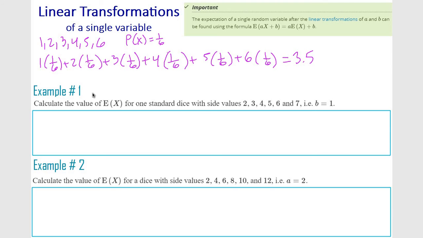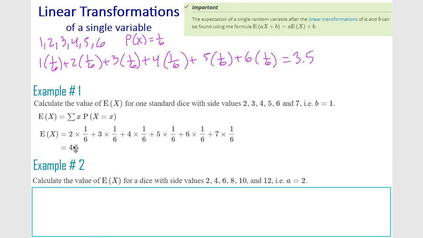Well, what would happen if I take the dice and I add 1 to each of the values? So it becomes 2, 3, 4, 5, 6, 7. So we essentially have B, we're adding 1 to each X. What that does to my overall expected value is literally just add 1. My original expected value was 3.5, and now it's 4.5. Here is the result if I actually did it by hand.